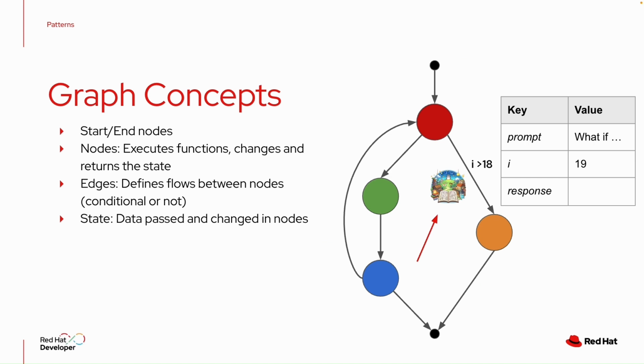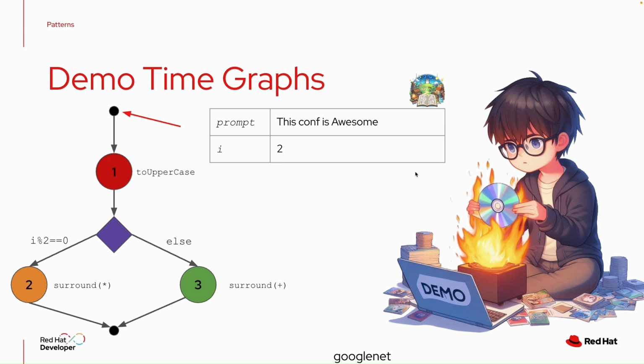And also, a graph has a state. Basically, the state is like a map where you store all the current state for this call into the graph. So in this case, I've got one key, prompt, and the prompt is the text of my prompting. Then I've got another variable named i, which in this case is 19. And then here I've got the response. The response is a key that still has no value. It means that I have not produced the response yet during the graph execution. So this is an example.